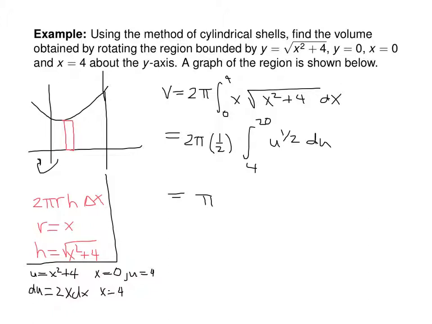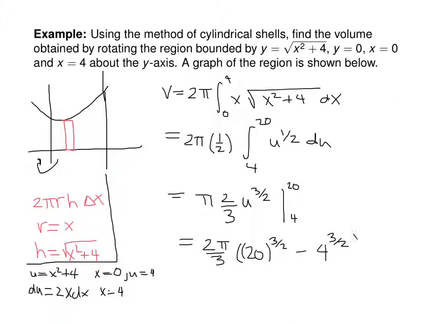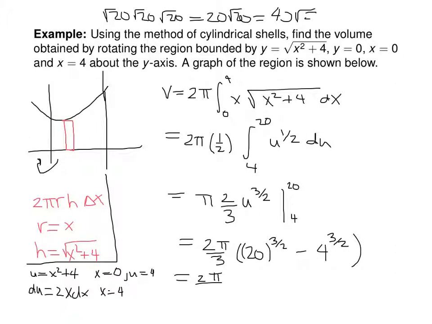So we have pi. The antiderivative of u to the 1/2 is u to the 3/2 times 2/3, evaluated from 4 to 20. So that's 2 pi over 3 times 20 to the 3/2 minus 4 to the 3/2. And I apologize for the slight ickiness of these numbers. Now 20 to the 3/2 will end up being root 20 three times, so root 20, root 20, root 20, which will make 20 root 20. 20 is 4 times 5, root of that 4 makes 40 root 5. So we have 2 pi over 3 times 40 root 5, and 4 to the 3/2, the root of 4 is 2, 2 cubed is 8.